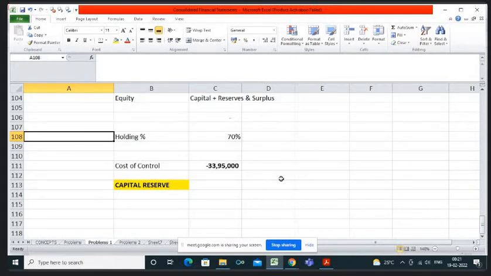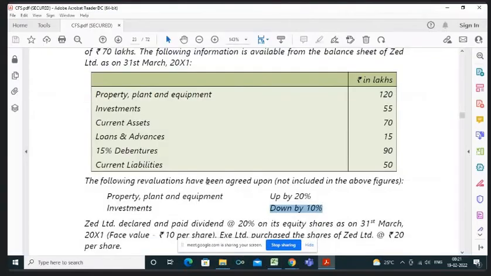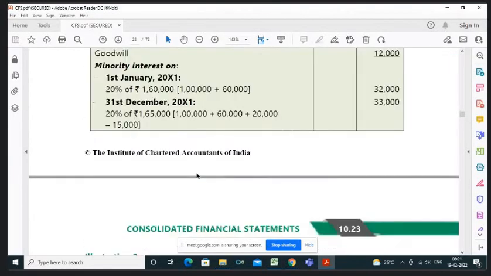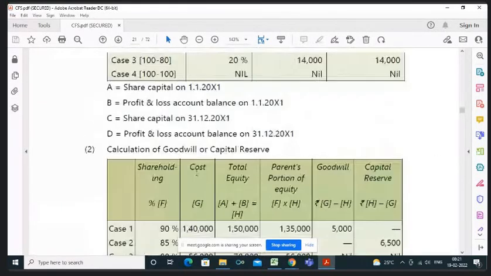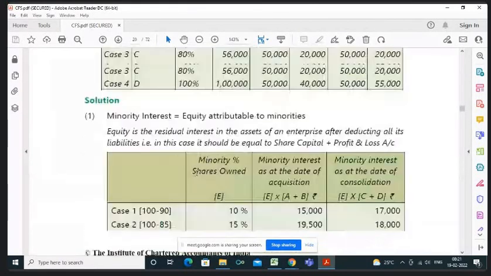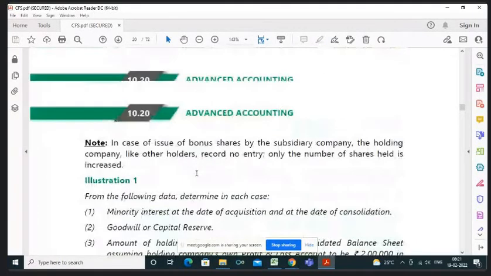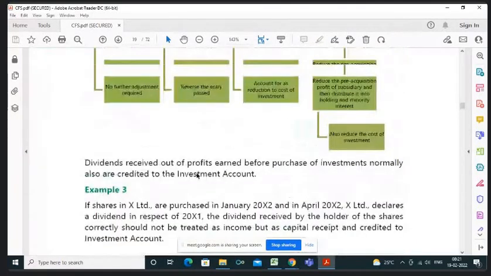Okay, shall we start with the next illustration? Before going through that illustration, I would like to remind you regarding the profit and loss, how to deal with the profit and loss of subsidiary in the consolidated financial statements.